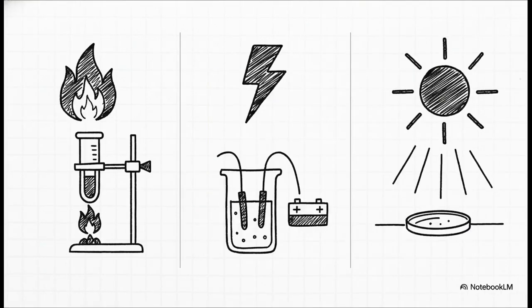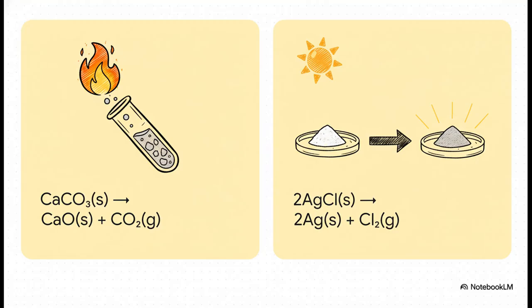And that energy can be supplied in different ways. If we use heat, it's called thermal decomposition. If we use electricity, it's called electrolytic decomposition. And if we use light energy, it's called photolytic decomposition. Let's look at two important examples from your textbook.